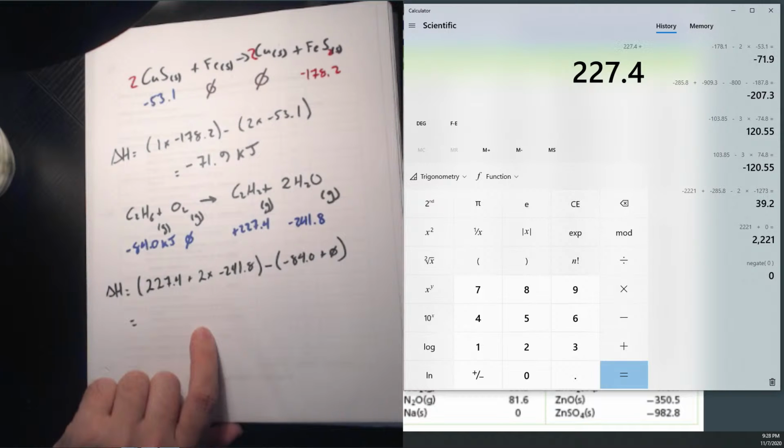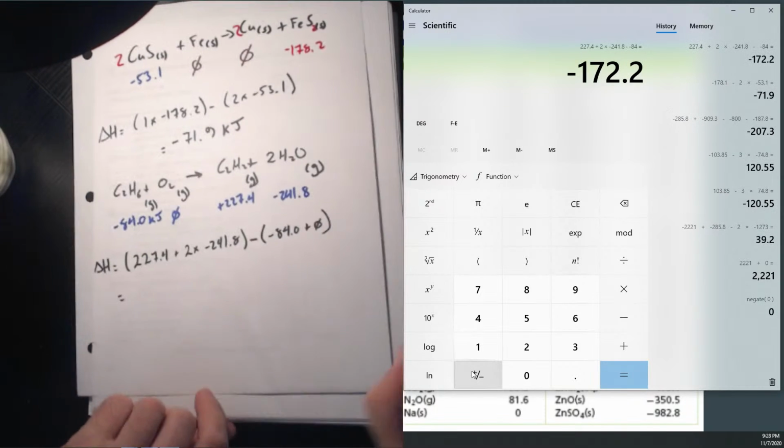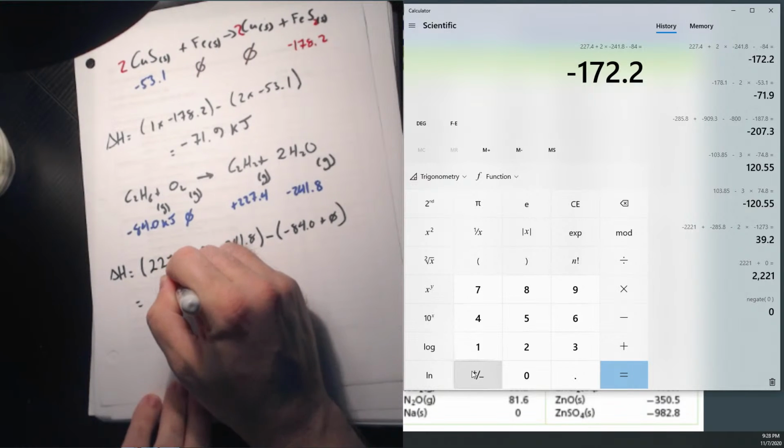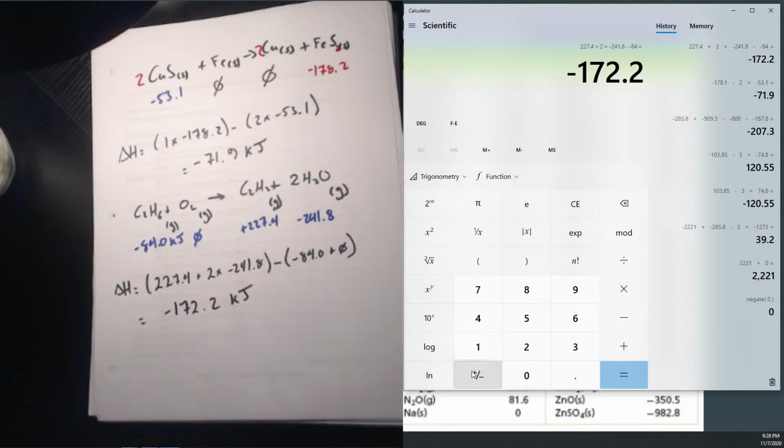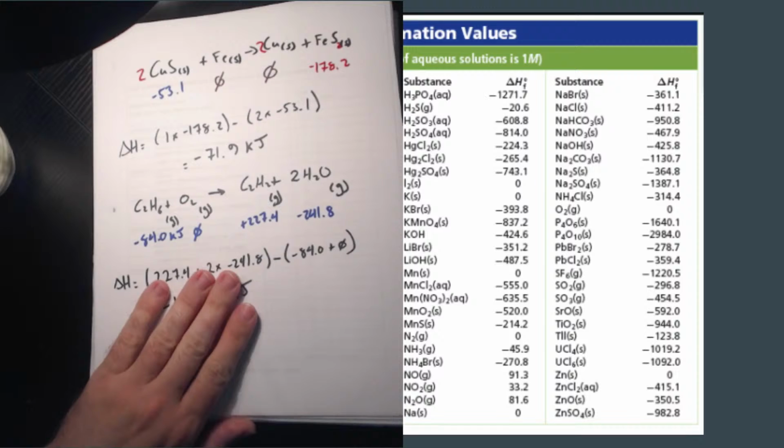So 227.4 plus 2 times negative 241.8 minus negative 84 equals negative 172.2 kilojoules. So this would be an exothermic reaction, which is kind of surprising, actually. I wouldn't have expected that. Okay. Good.